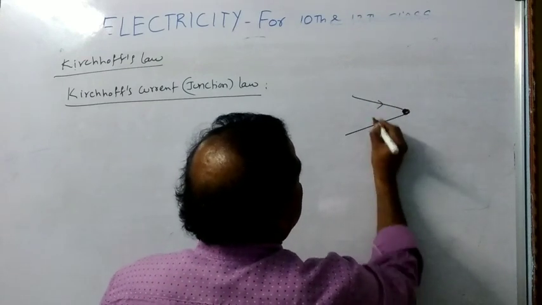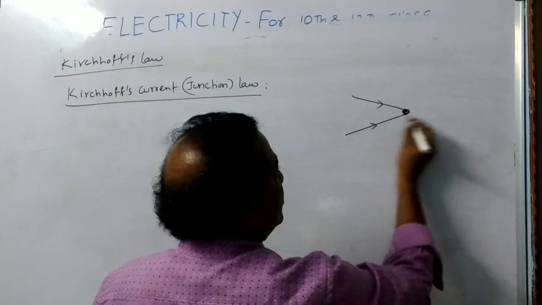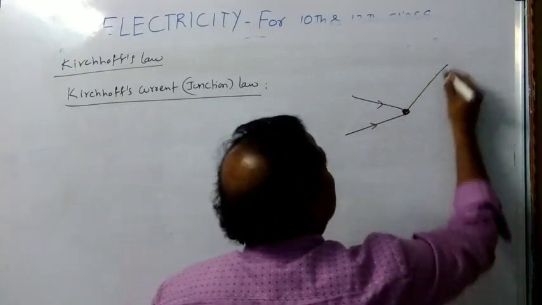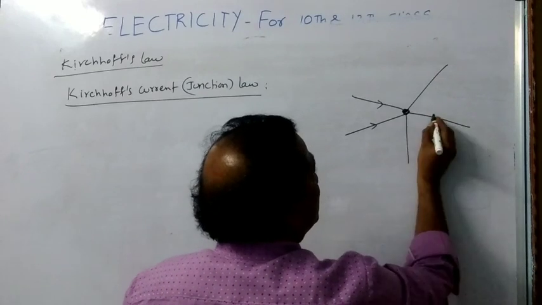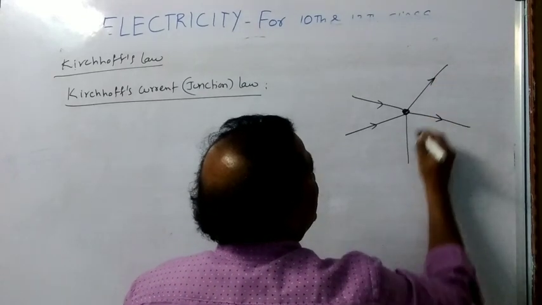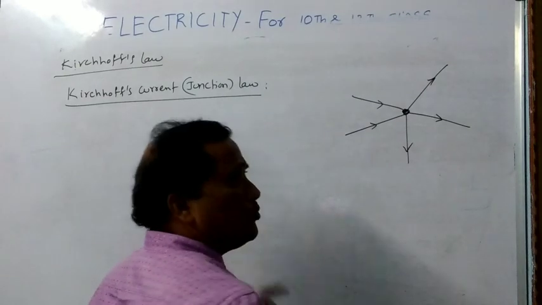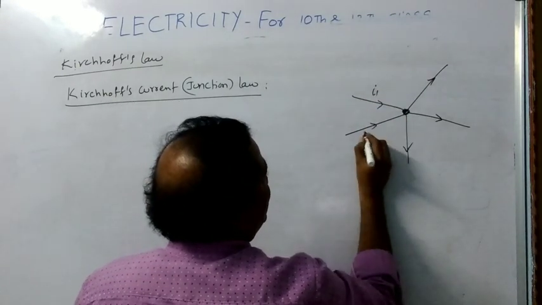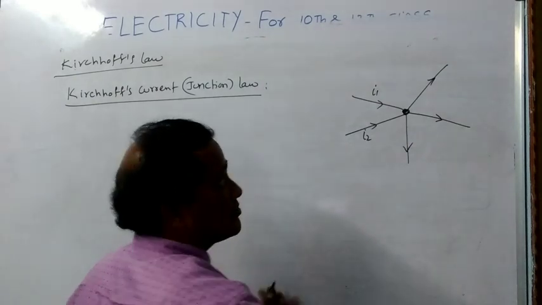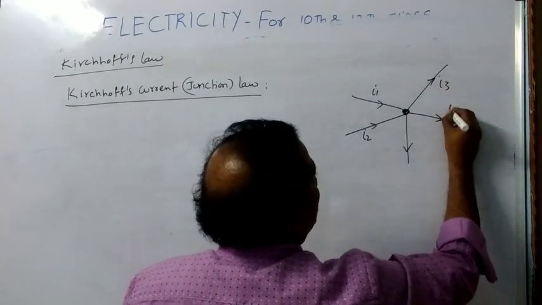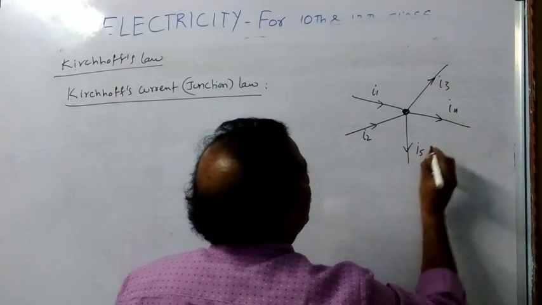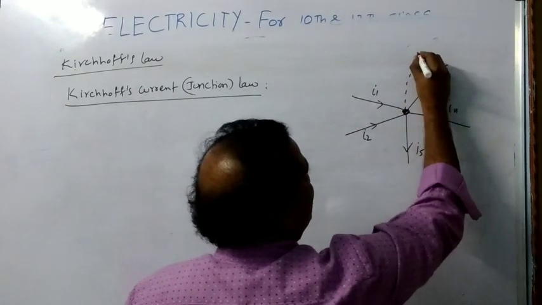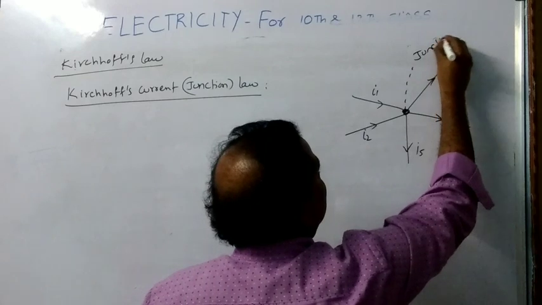These two trains coming towards the junction can be represented by the arrow mark. Some other three trains are moving away from the junction. Now all are current trains, power trains only. That is, I1 and I2 are the incoming currents. I3, I4 and I5 are the outgoing currents. You can call this the junction.